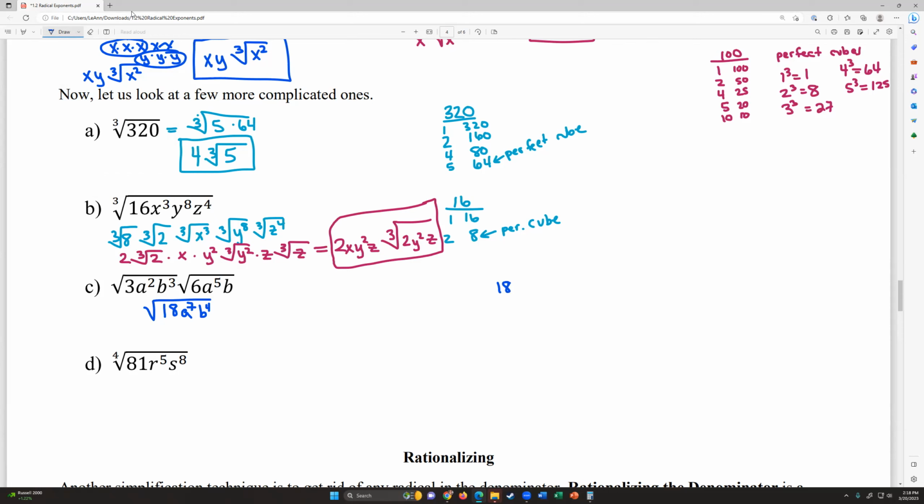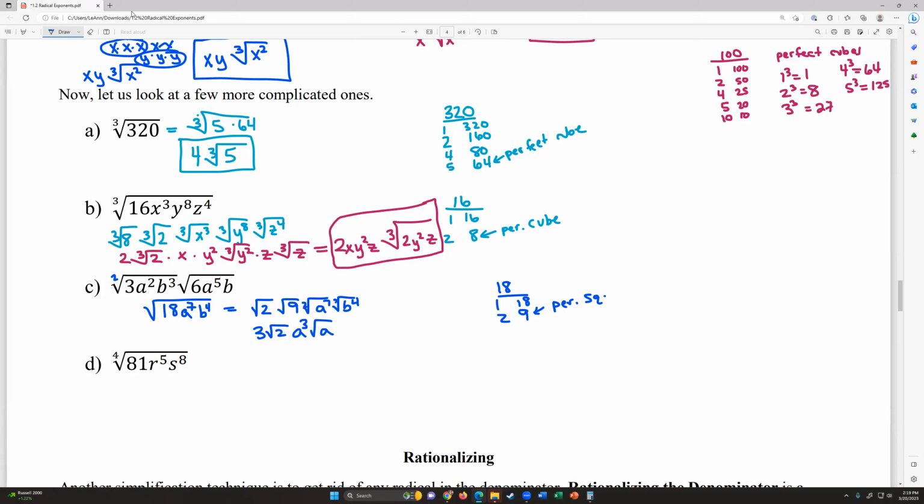18, and we're looking for perfect squares this time. So 1 times 18, 2 times 9. This is a perfect square. Okay, so I'm going to break this into square root of 2, square root of 9, square root of a to the 7th, and square root of b to the 4th. Okay, so we have a 3 on the square root of 2 for the number parts. 2 goes into 7 3 times, so there's 3 groups of 2 I can pull out of the square root. And then a 1 left over.